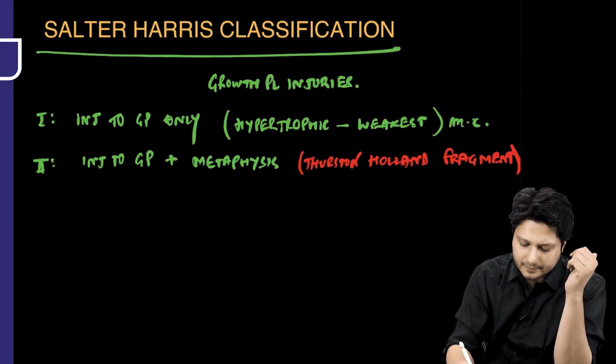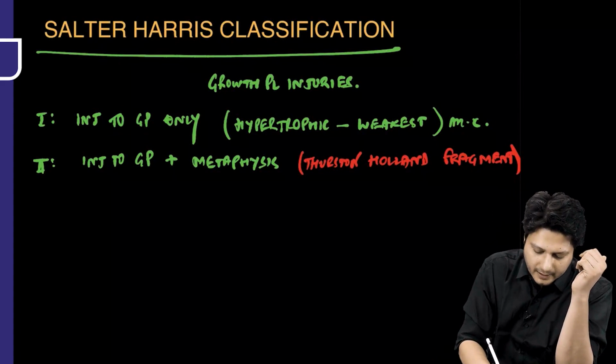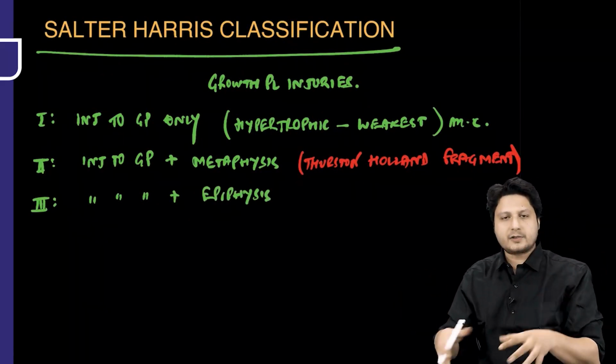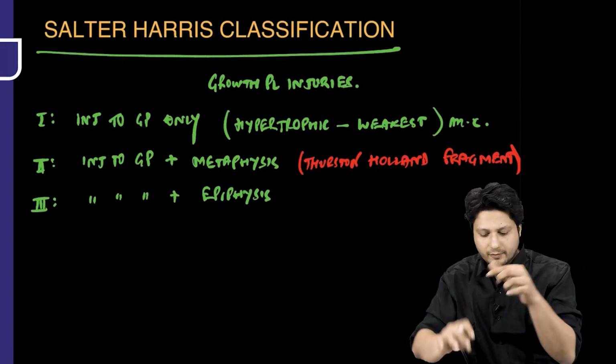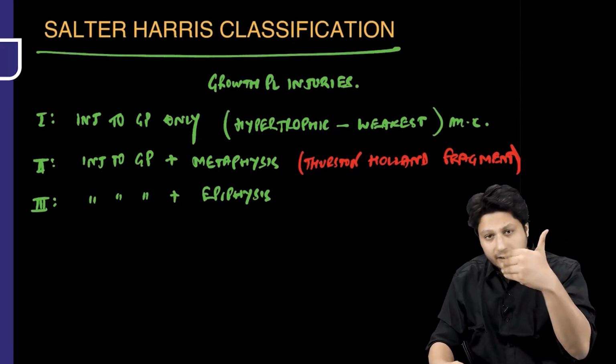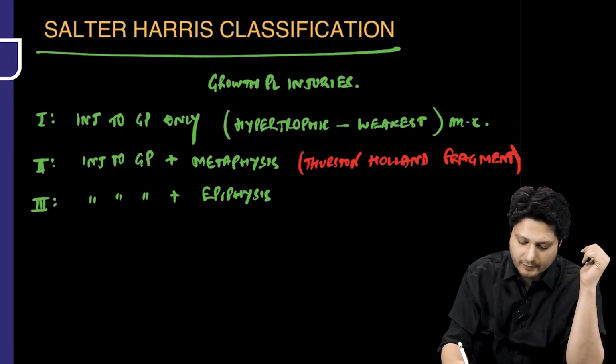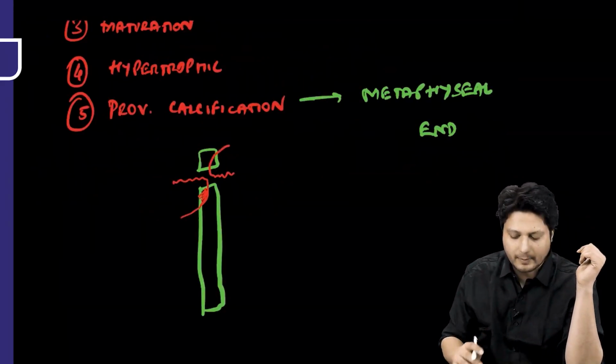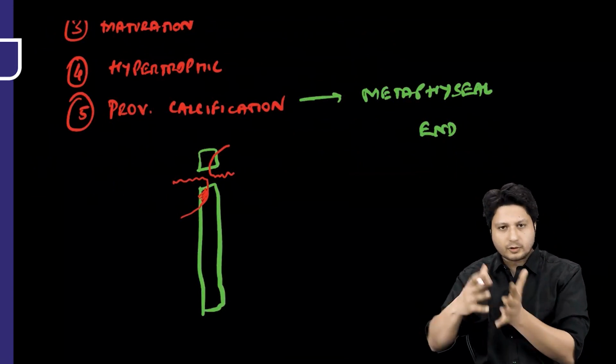Then comes type 3. Now in type 3 injury, it will be an injury to the growth plate plus epiphysis. So you see, we have discussed the injury to the growth plate itself, we have discussed the injury to the growth plate and metaphysis, and this time what we are witnessing is an injury to the growth plate extending onto the epiphyseal region. Alright, so that is type 3.